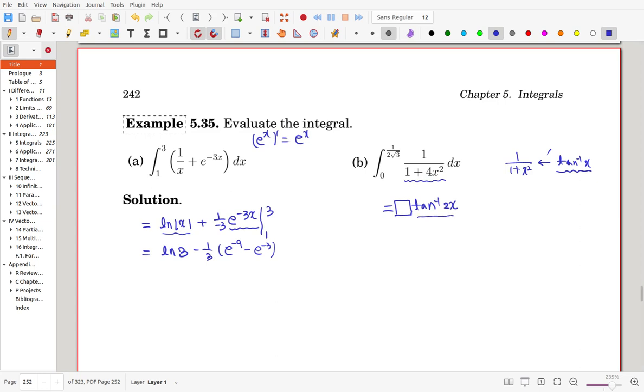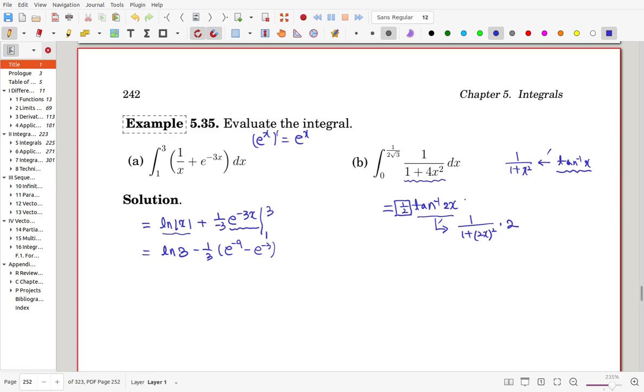Now, if you make the derivative for that one, then that is the same as 1 over 1 plus 2x squared, and then the derivative of 2x, which is 2. So 2 is appearing, so if you put 1/2 here, then 2 and 1/2 cancel each other. Okay, so that is the antiderivative.